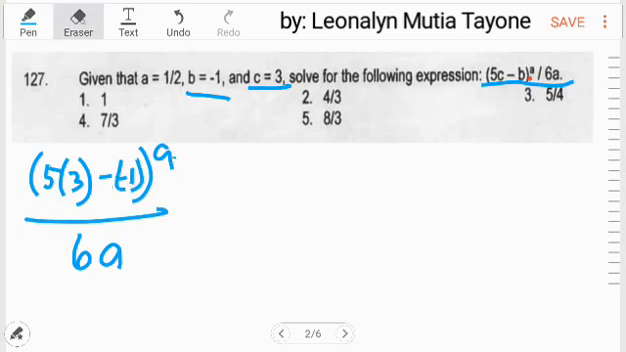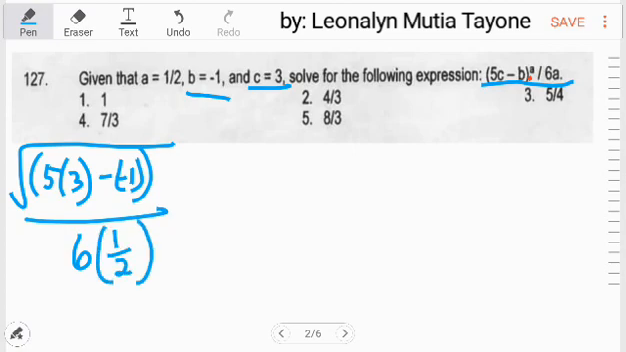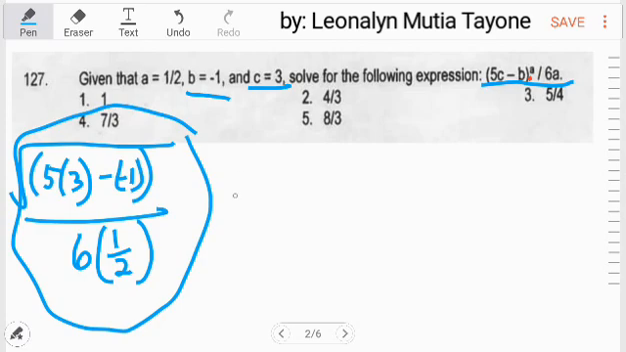Ito namang si A ito, ang equivalent niyan ay 1/2. So, ang exponent natin ay 1/2. Ang 1/2 na exponent, pareho lang yan sa square root. Next, dito tayo sa denominator. Yung A natin ay 1/2. So, 1/2, i-multiply natin ng 1/2. Ito na yon ang isolve natin.